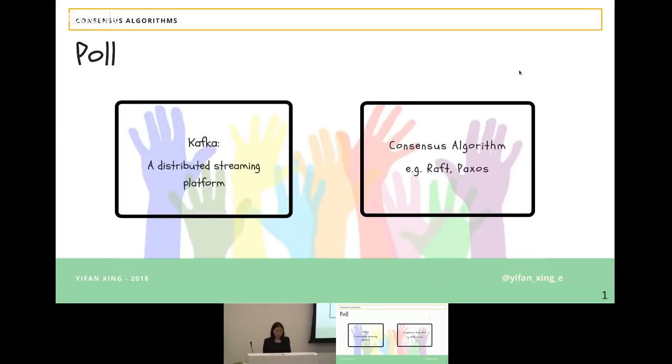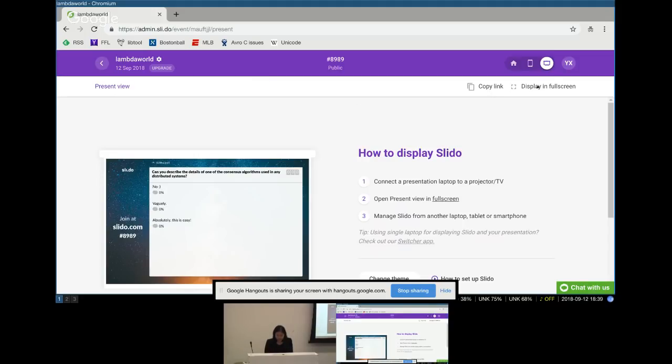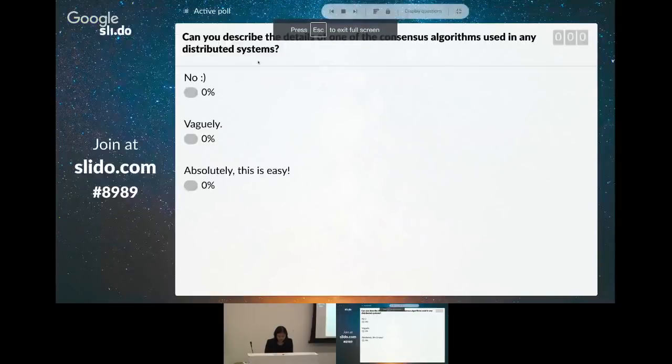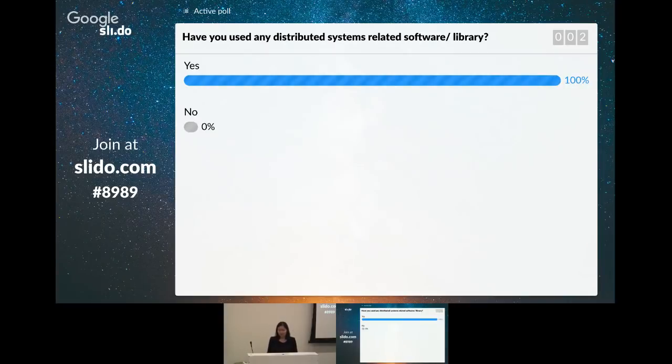I'd like to do a poll first to start the talk. So if you'd indulge me, if you can pull up your phone and go on this website called Slido, search Slido and then enter this code, you will be able to see this question. Please answer. Let me know if anyone has any problem getting to the poll. Oh, there we go. Someone responded.